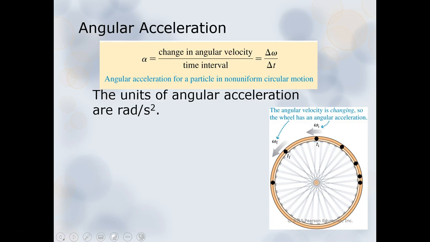So our next variable is angular acceleration. Angular acceleration is the same thing as normal acceleration, except instead of your change in normal velocity over time, it's your change in angular velocity over time. The units on that are going to be radians per second squared. Like I said, normal acceleration is delta v over delta t. Well, angular acceleration is just delta omega over delta t.